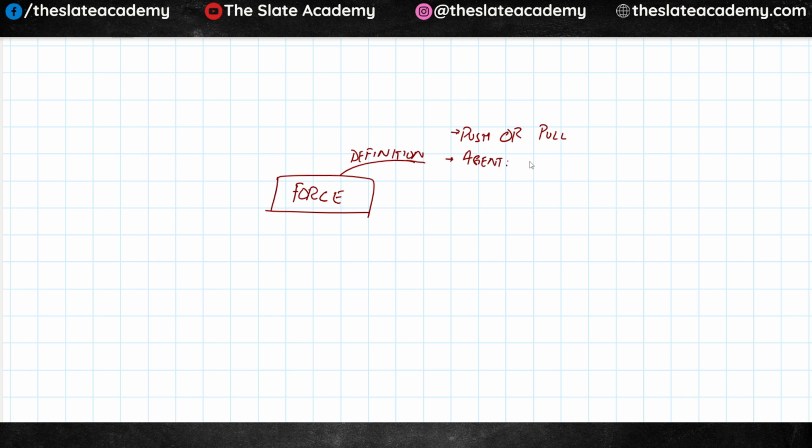Another way to define force is an agent which causes a change in the state of motion. State of motion. Okay. That means that if an object is at rest, it can make it come into motion. If an object is already moving, it can cause the object to slow down or to stop, or if it's moving with a certain velocity, to change the speed of the object, right? That is what a force does.